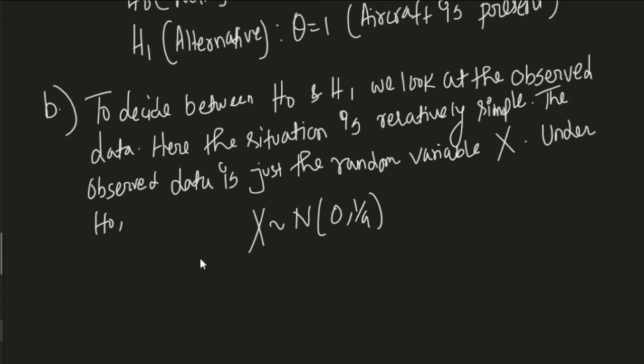And under H1, what happens? So this is under H0, right? And under H1 what happens is it follows normal distribution with mean 1 and variance 1 by n. Why is it so? I'll explain that.